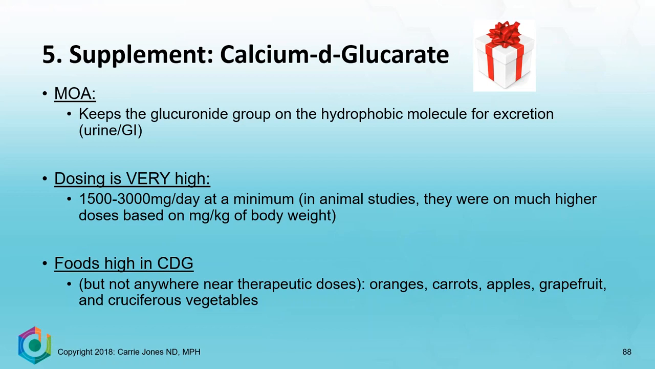Foods high in calcium D-glucarate. Unfortunately, not anywhere near therapeutic doses, and it might be in my resources, but I got this from a study where they fed rats a CDG-heavy diet, and in just diet alone, it affected their estrogen levels. And so foods high in calcium D-glucarate: oranges, carrots, there's those carrots again, apples, grapefruit, and cruciferous vegetables. So you really can't go wrong eating raw unpeeled carrots, and you really can't go wrong eating cruciferous vegetables. You will help almost all your phases of estrogen detoxification.